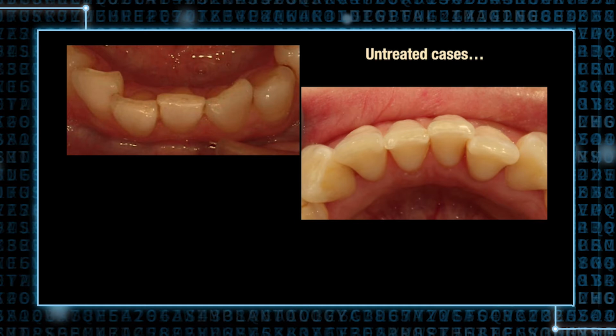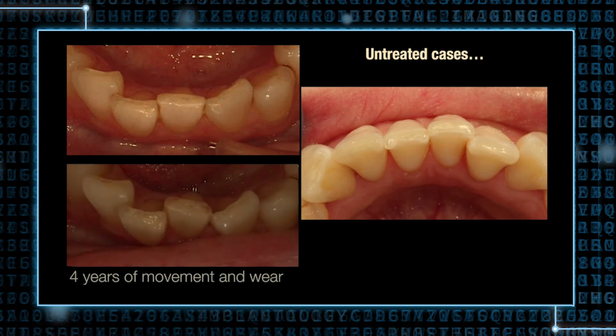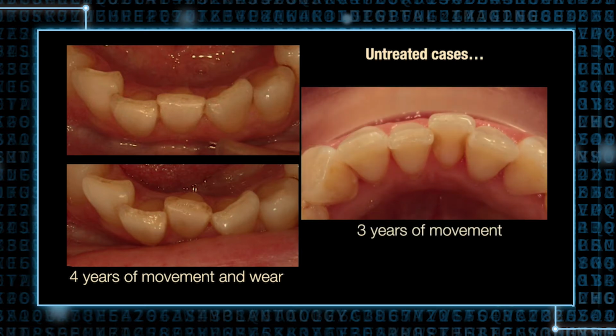And here's two typical examples of untreated cases. And if you hadn't really taken photographs, would you really have remembered this? So on the left side of the screen, you will see a case with 4 years of movement and wear. And you can imagine what that will be doing to the opposing occlusion. And here on the right side, again, no treatment carried out at all. And watch what happens over 3 years.